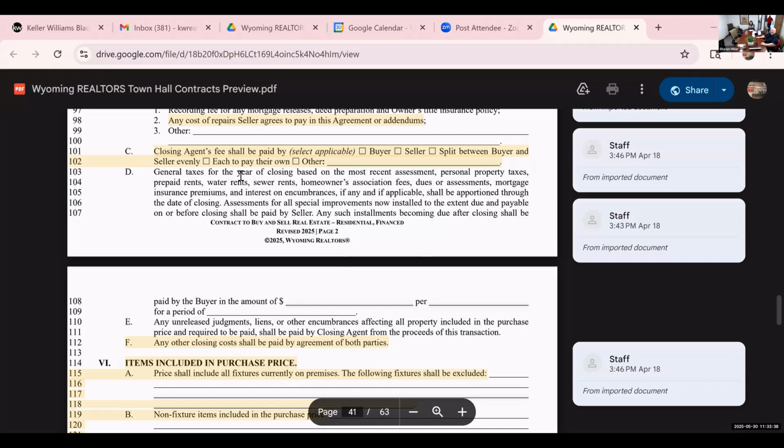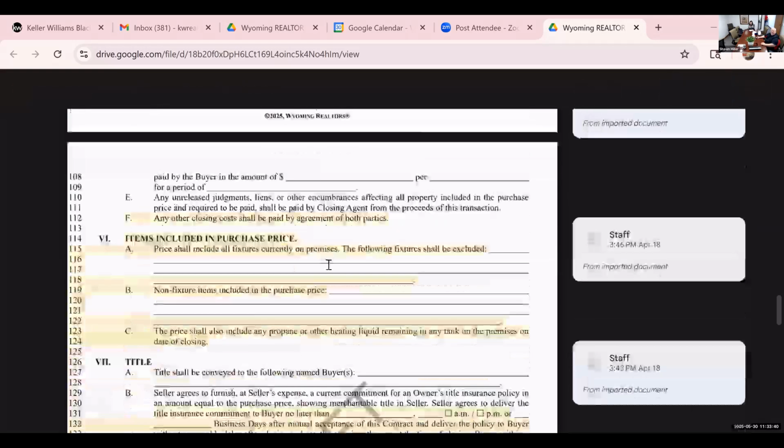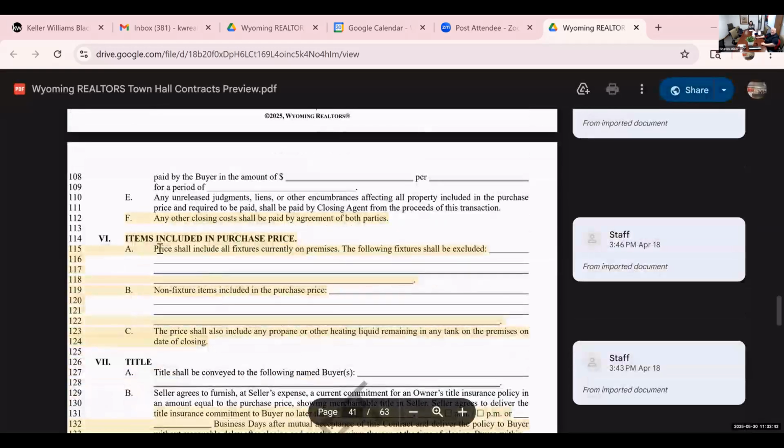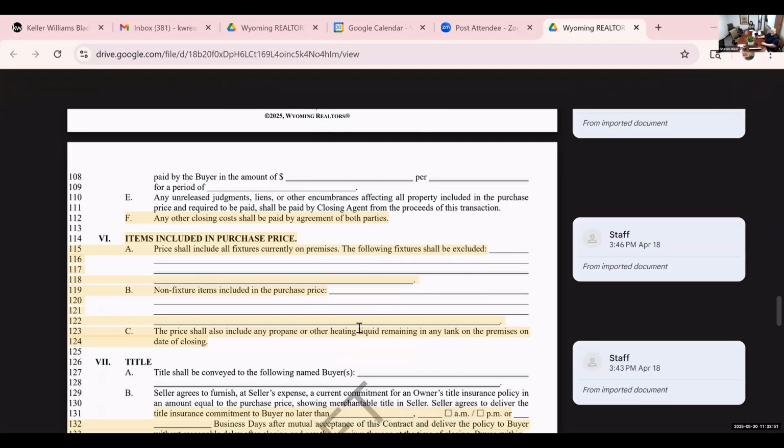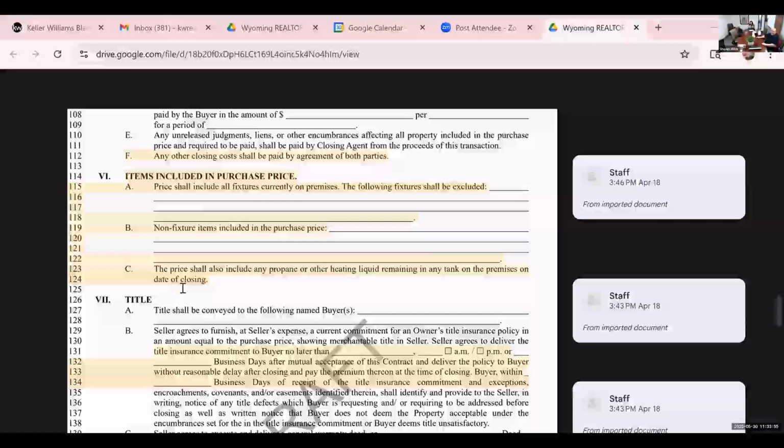And they did add in each to pay their own on this one as well. Same thing as in the listing contracts, they do fixtures currently on the premises. If there are any exclusions, non-fixture items in the purchase price, again, we limit those to $500 or less typically if it's not appliances. And then propane in there.